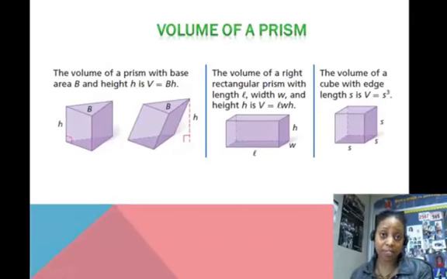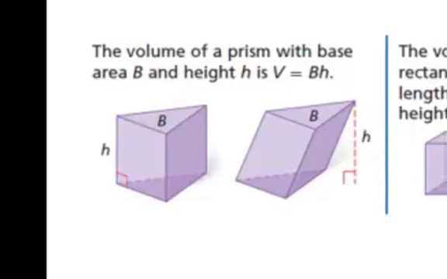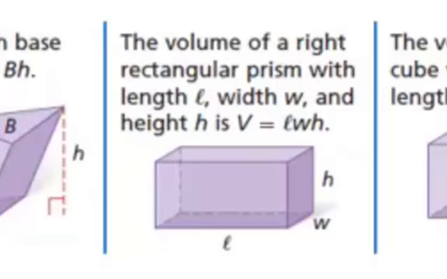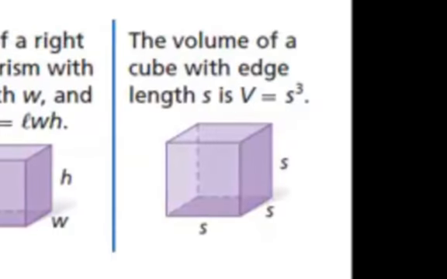So the volume of a prism is going to be the area of the base. Whenever you see that capital B stands for area of the base, times the height. And as you can see here, if we have rectangular prisms, we just say length times width times height, because the area of the base is length times width, and then the height of the prism. And then we can get even more specialized for a cube, because the length and width and the height are all the same, so it's S times S times S, which is S cubed.